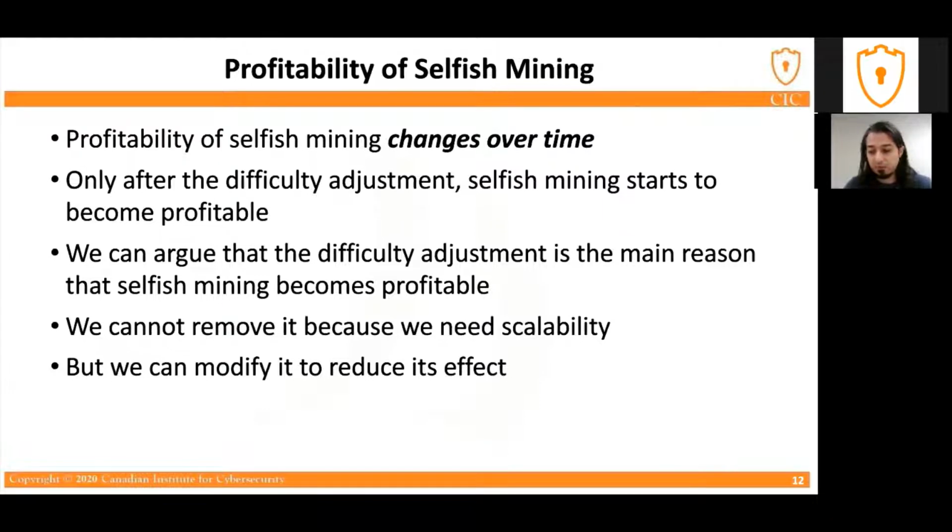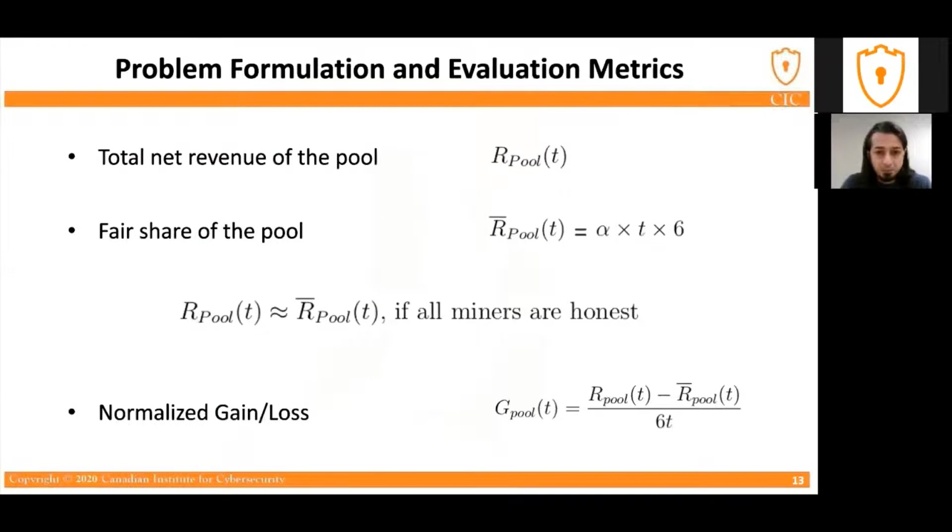Because if we have more miners, we want the network to have a constant block generation rate of 10 minutes. But we can modify this difficulty algorithm to reduce the effect of attacks like selfish mining.